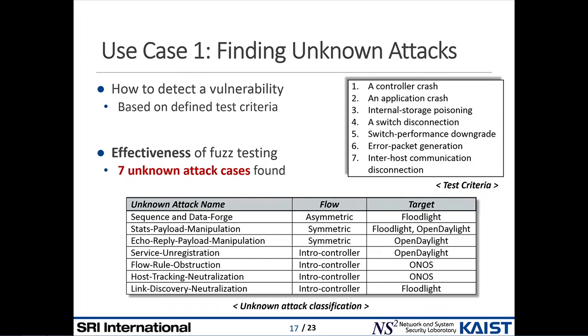To find unknown attack cases, Delta should be able to determine if each fuzz cycle has triggered any event that matches one of the 7 test criteria that we have defined. As shown in this slide, the test criteria include controller crash and application crash and so on. With the test criteria, we found 7 unknown attack cases that affect 3 different SDN controllers, as you can see in the table at the bottom. So let's take a look at the first one as an example.